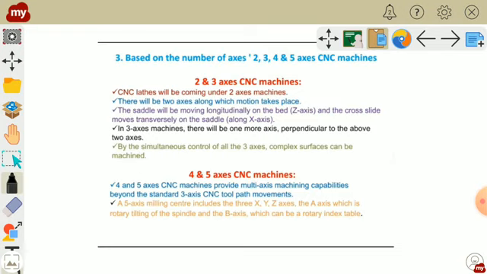Now in 3 axis machines, there will be one more axis perpendicular to the above 2 axes. म्हणजे 3 axis CNC machine आहेत. In that, one axis is added, that axis perpendicular to above 2 axes. म्हणजे if you are working on CNC milling machine, that CNC milling machine has 3 axes, X and Y axis along the table and Z axis perpendicular to table. So by simultaneous control of all the 3 axes, complex surfaces can be machined. Got it?